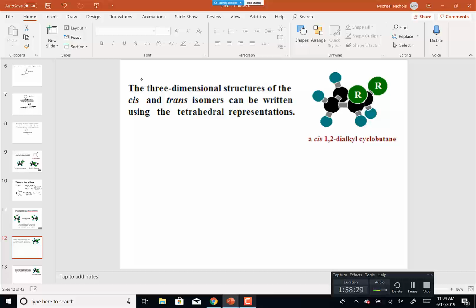So how do we represent that the two groups are on the same side or on opposite sides? I'm going to introduce a new way of drawing three dimensions in two-dimensional space. Remember we talked about tetrahedra yesterday. The best way to draw a tetrahedron to show that it's in three-dimensional space is to use bold and dashed wedges. So a normal bond, these two bonds, are going to be in the plane of the screen or in the plane of the paper.